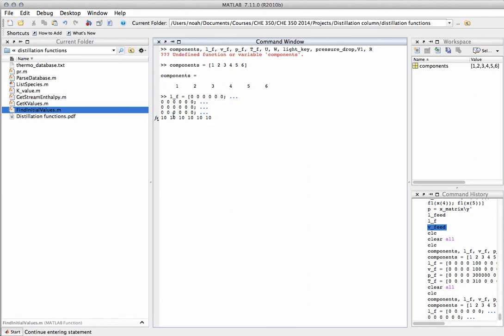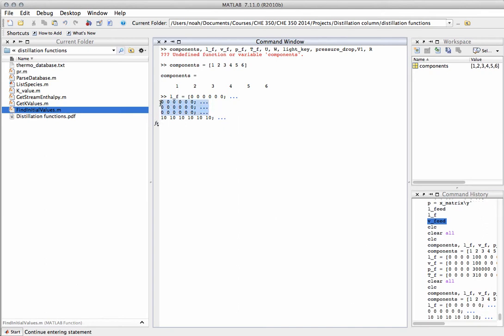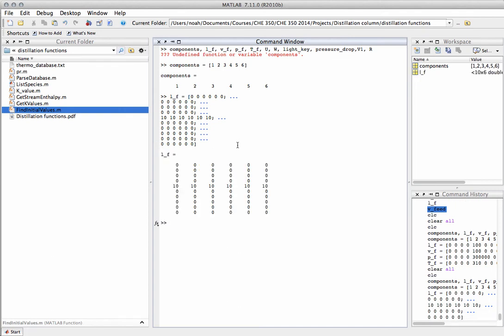So a liquid phase flow rate of 10 kilomoles per hour for every component in the fifth stage. So that's where my feed is. All right, now the flow rate is going to be 0 for the remaining stages. So stage 6, 7, 8. Stage 9 and 10. Can close this matrix up now. And there's my liquid phase flow rate matrix.